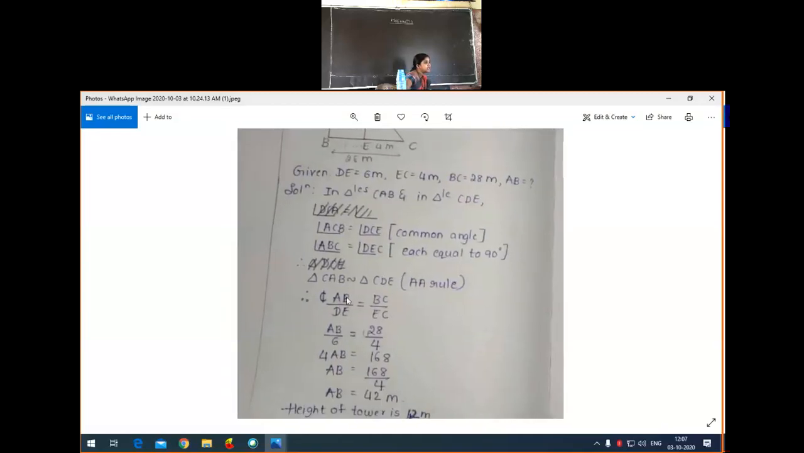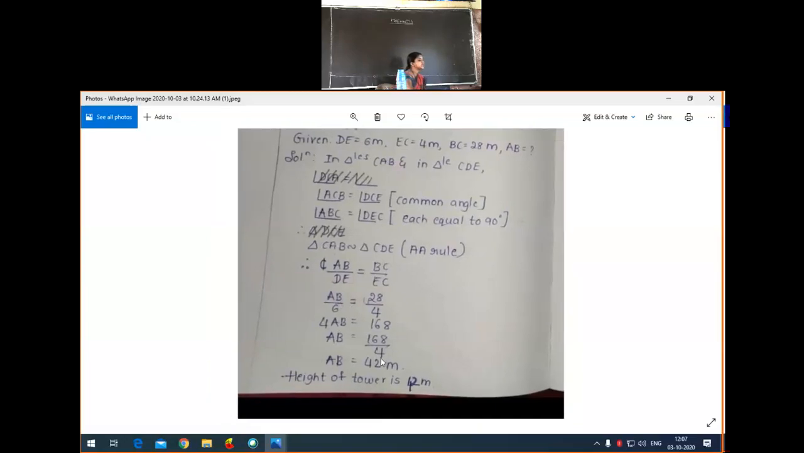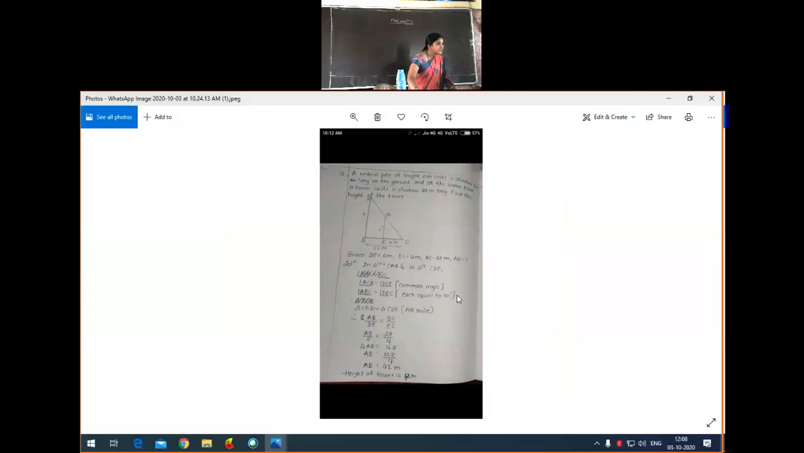Now substitute. AB we don't know. DE is given as 6, BC is 28, EC is 4. Further, you know the step, that is cross multiplication. 4AB is equal to 28 times 6, that is 168. Therefore AB is equal to 168 by 4, that is AB is equal to 42 meter. So the height of the tower is 42 meter. Got the idea? A very simple question this one is. Same as that example problem, the lamp post problem.